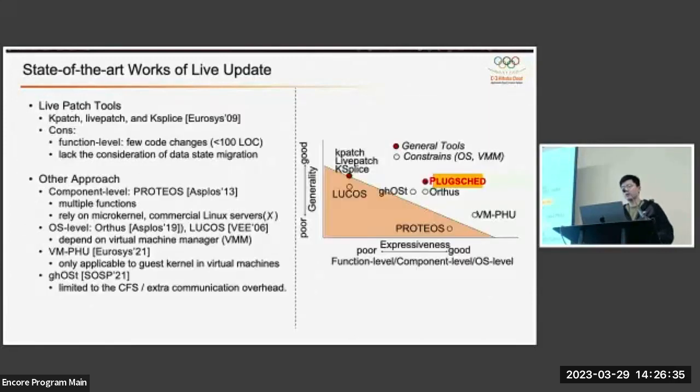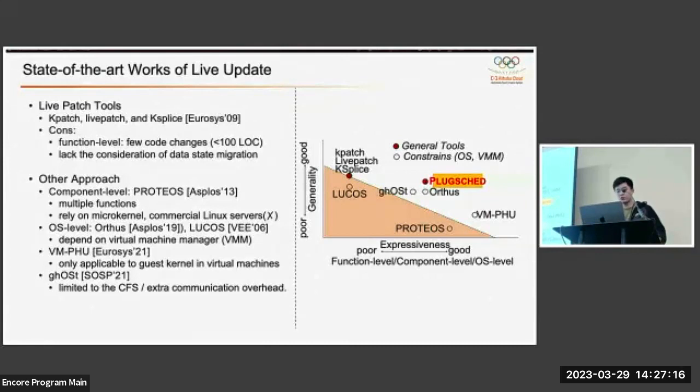Most live patch tools are function-level solutions. They are general tools in Linux servers. They focus on handling small security patches with very few code changes. Some works also support component-level live update. ProtOS relied on the characteristics of microkernel OS, which means it wouldn't be general for Linux servers. Also, it enabled live update of KVM, because KVM is an independent kernel module.